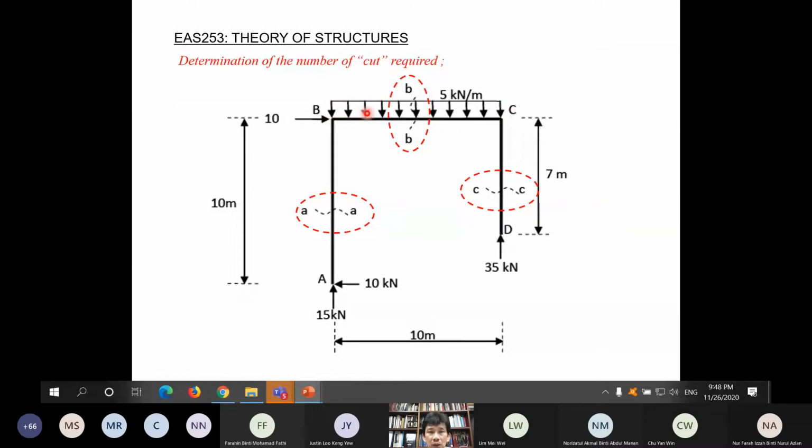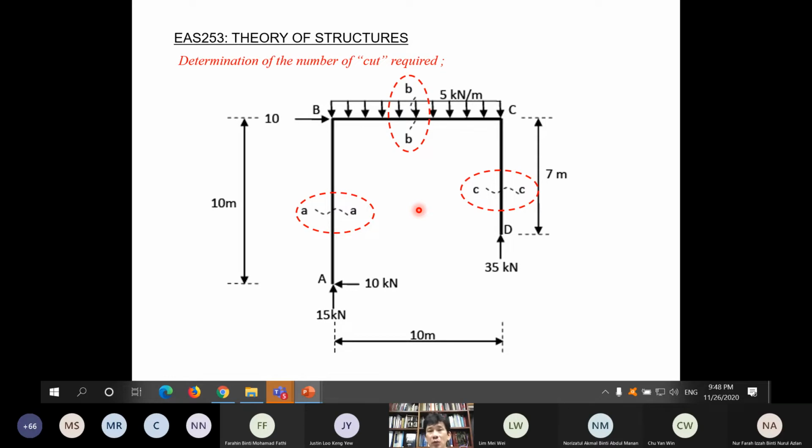If this loading does not extend until the end, and is only halfway here, then you have to cut 2 times: one through the loading, one where there is no loading. And the third member CD here, no loading along here, so we cut only once. So that is the determination of the number of cuts required.